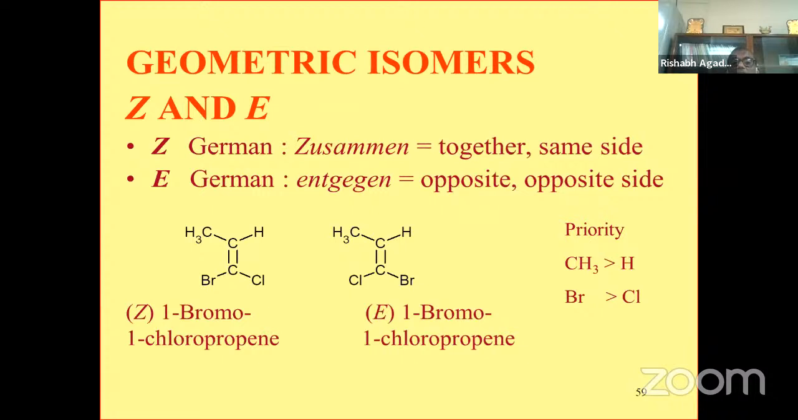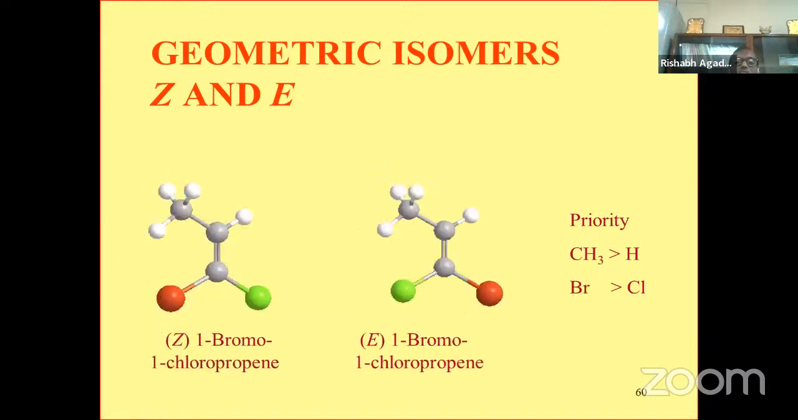Now here in that case, the geometric isomers are denoted by Z and E. Z means German Zusammen, together, same side, and E German Entgegen, opposite side. So here 1-bromo-1-chloropropene has the priority groups. Here methyl and hydrogen, and bromine and chlorine, if you give the priority, so this is Z, that means together. So here the methyl and bromine are on the same side. And in the other structure, Entgegen, this methyl and bromine are opposite. So that's why E, the German scientists who postulated this. Now based on that, the stick ball model.